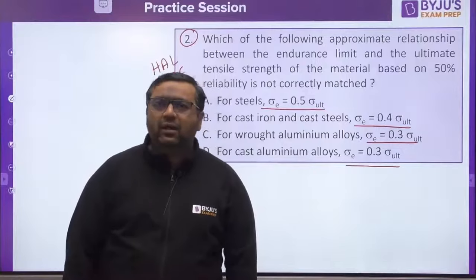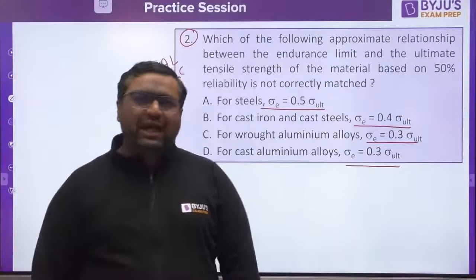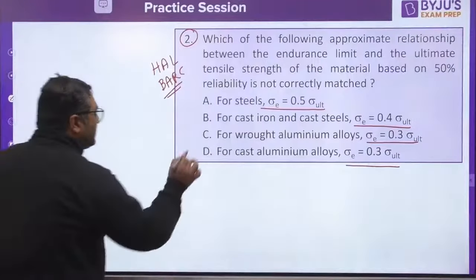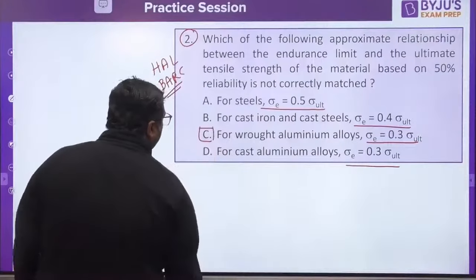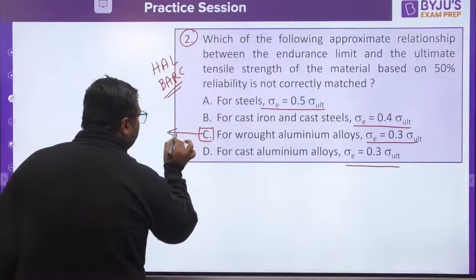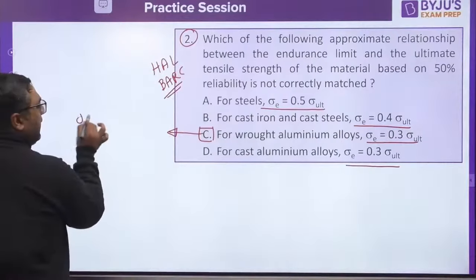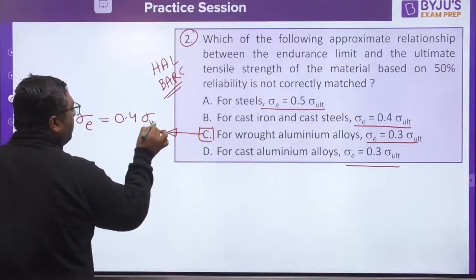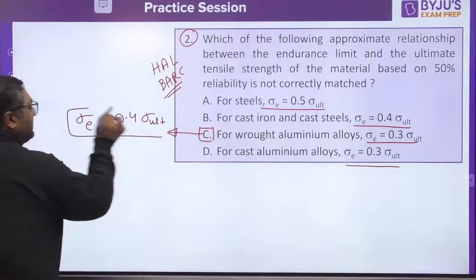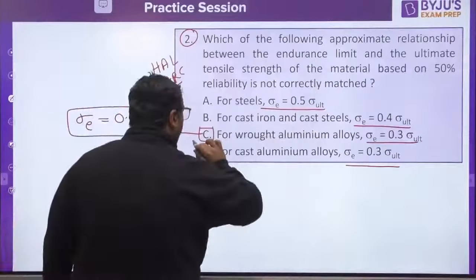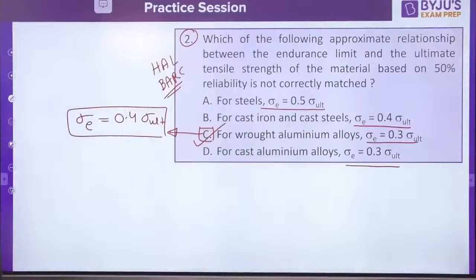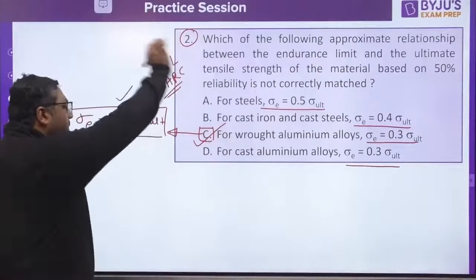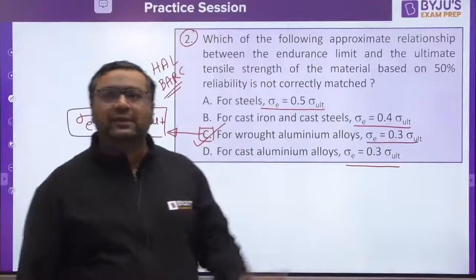Okay, so dear, now I am going to tell you the answer. Actually, they were asking which of the following is wrong. So dear, option C is not correct. Why? Because endurance strength for wrought iron is 0.4 times ultimate. So that is why this statement is wrong and this option is correct, because they are asking for the wrong statement. So for wrought iron, it is 0.4 times. So that is why the answer would be C.